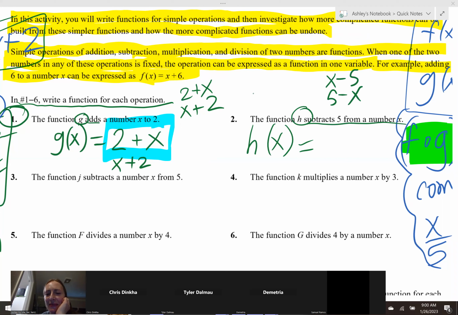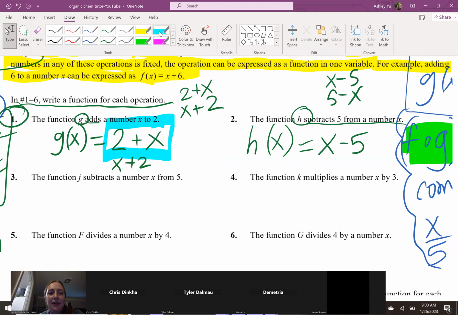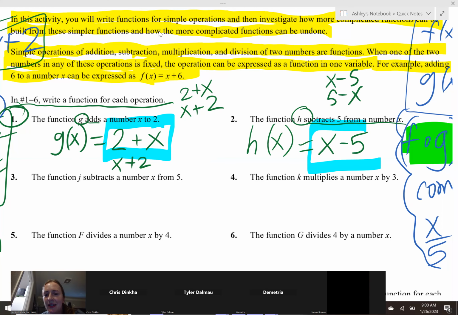Yeah, I think you're right. Yep. It subtracts 5 from a number x. So the way they phrase it, it sounds like x already existed, and now I'm subtracting 5 from that. And like I said, in that one, it would matter. Yeah, nice. It would matter the order.